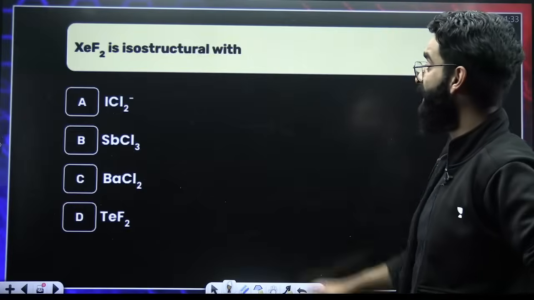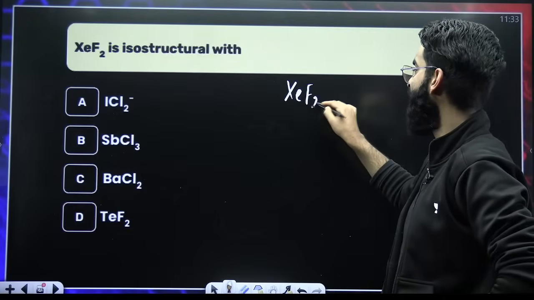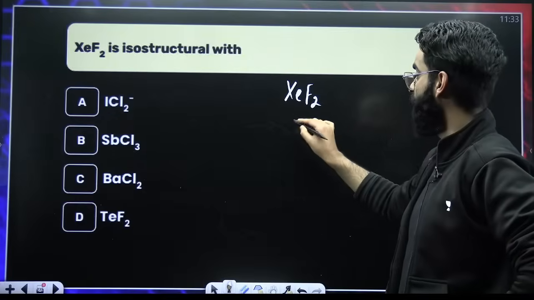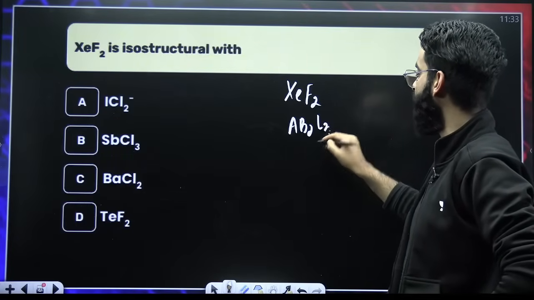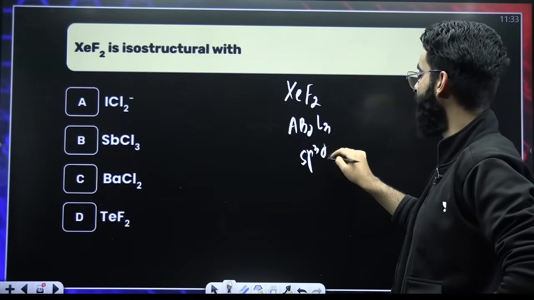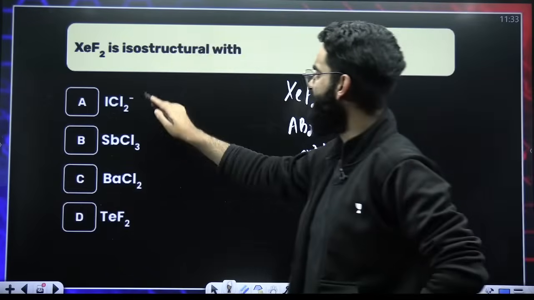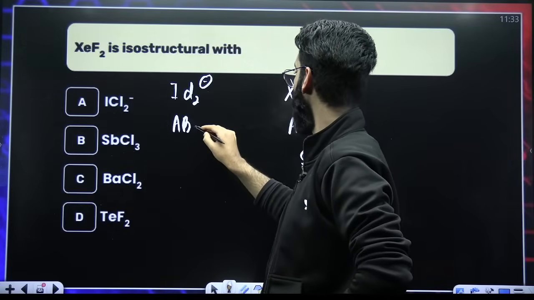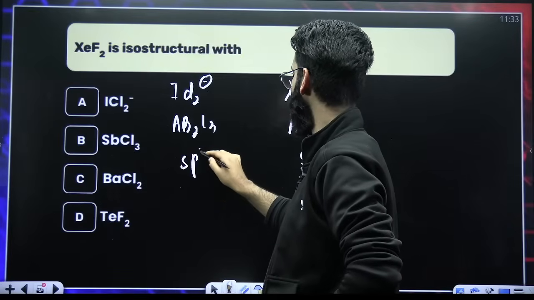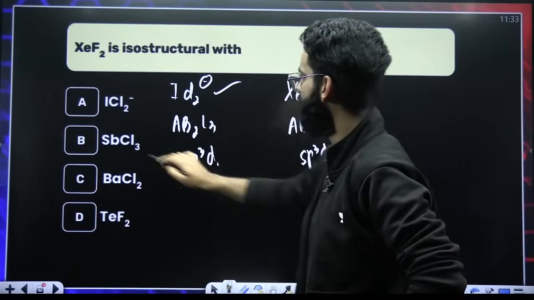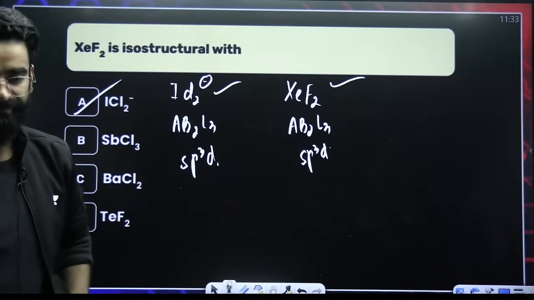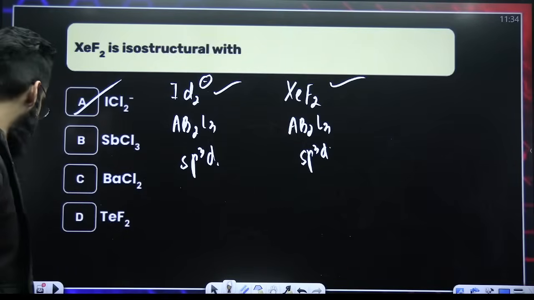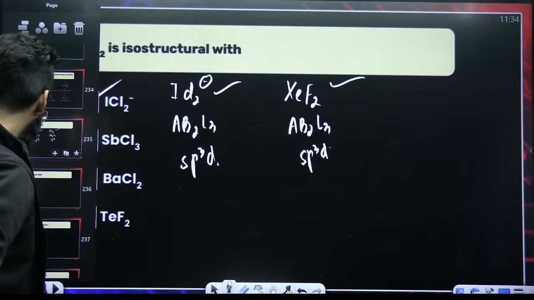XeF2 is isostructural with which species? The type of the molecule is AB2L3, and hybridization is sp3d. Look at ICl2 negative. The type of this molecule is also AB2L3. Hybridization here also is sp3d. Perfect. So they must be isostructural.